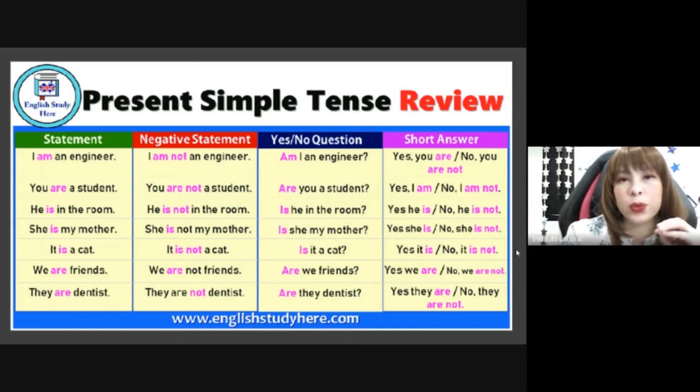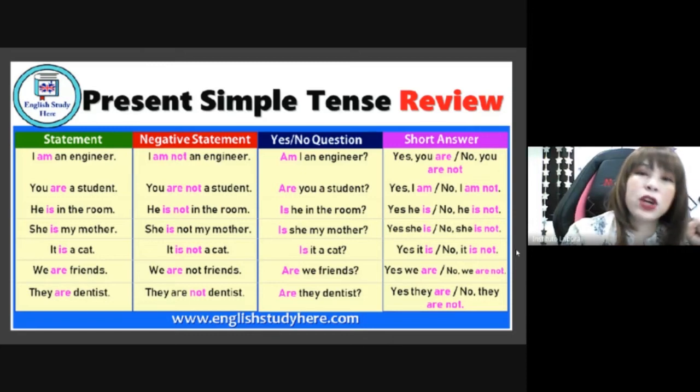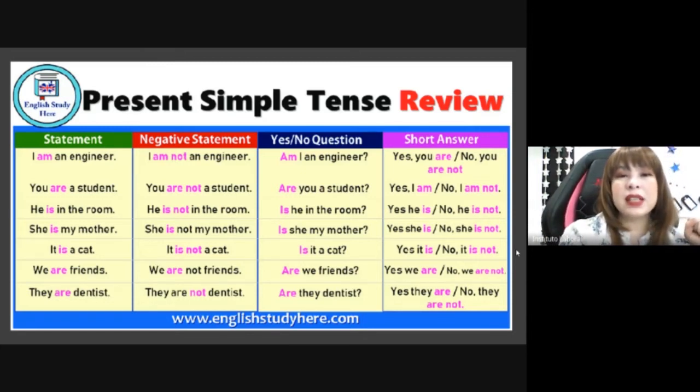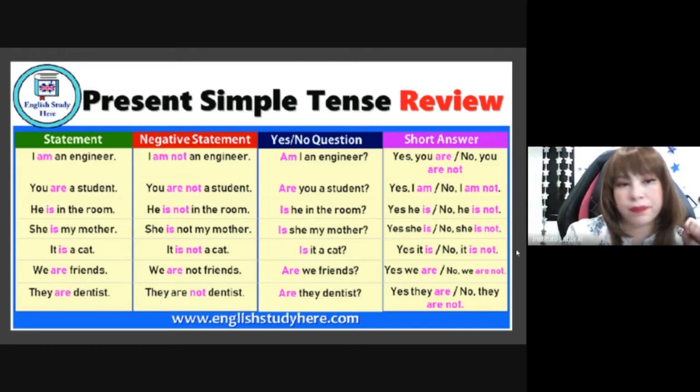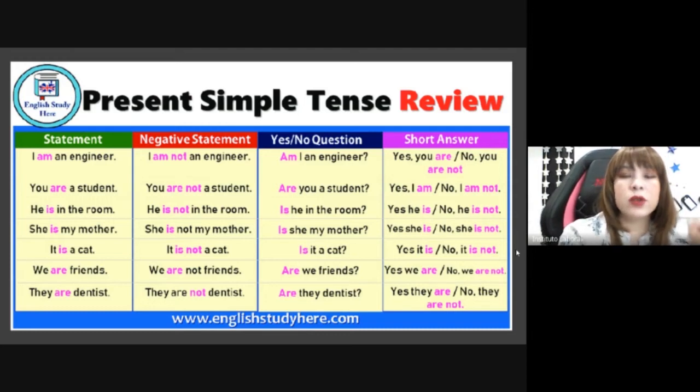Now, let's review the simple present tense of the most common verb, to be. Here we have to check three things. Am, is, are. The three forms of the conjugation of the verb to be in the simple present. Am is used for the subject pronoun I. Is is used for the singular subject pronouns he, she, and it. And are is used for the plural pronouns we, you, and they.